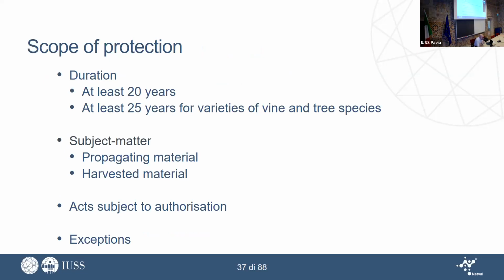In European legislation, the protection cannot be shorter than 20 years. In some cases, like vines and trees, the minimum term is 25 years, so 20 or 25 in some cases. The breeder has the exclusive right relating to the propagating material and the harvested material. The propagating material is the reproductive or vegetative propagating material, so seeds. The harvested material is material obtained through the unauthorized use of propagating material.